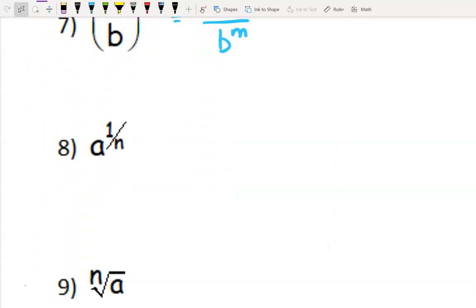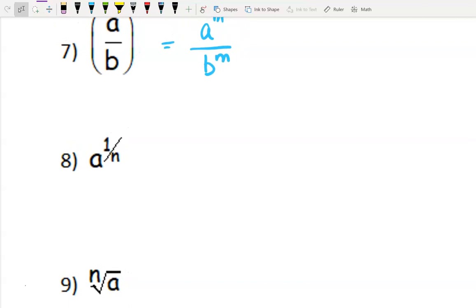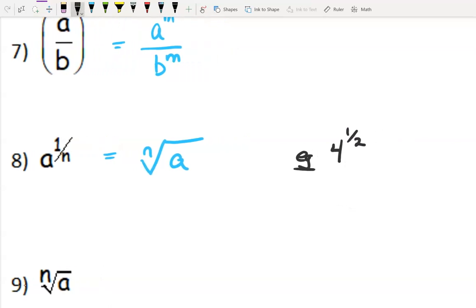All right, and here's where it goes different. We have not seen this before. What is a to the 1 over n? The rule here is that this is the same as the radical with a root n. So as an example, let's say 4 to the power of 1/2. What is n in this case? n is a 2. This is the same thing as saying the square root of 4. A power of a half is the same as saying the square root.